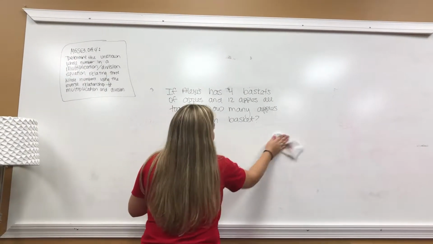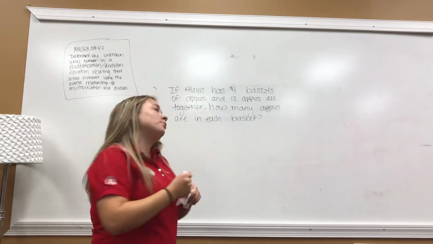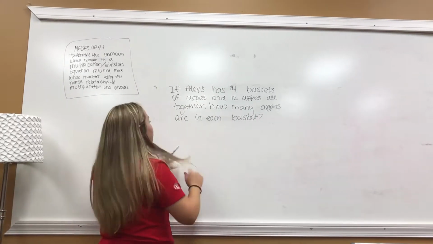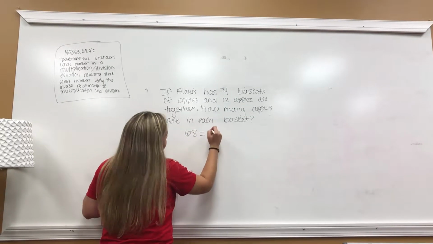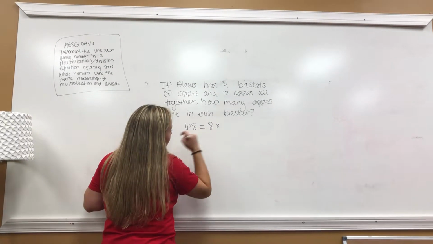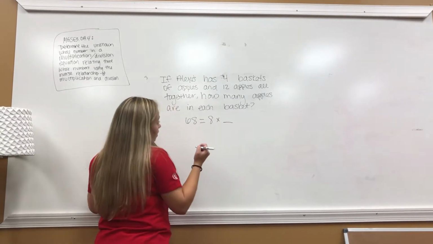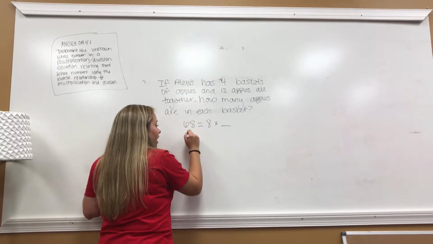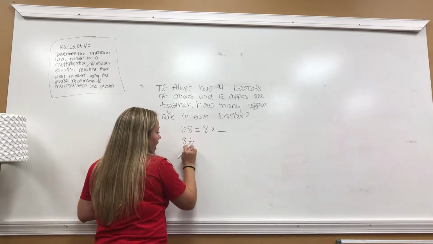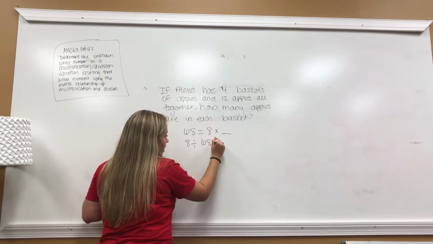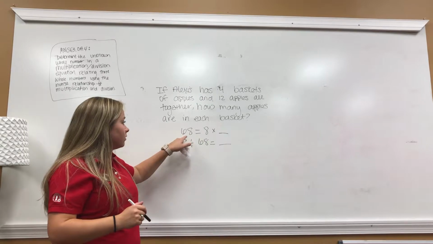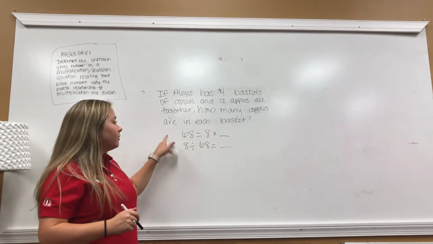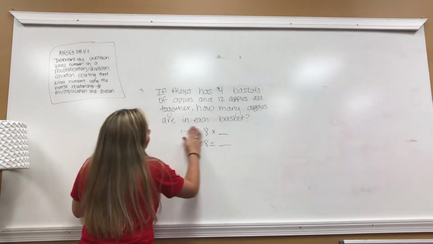You can also do this with many different multiplication problems and division problems. So that's just like if we had 68 equals 8 times blank, or we could do 8 divided by 68 equals blank. You would get the same answer. It would be the same number. They're just inverses of each other. Okay?